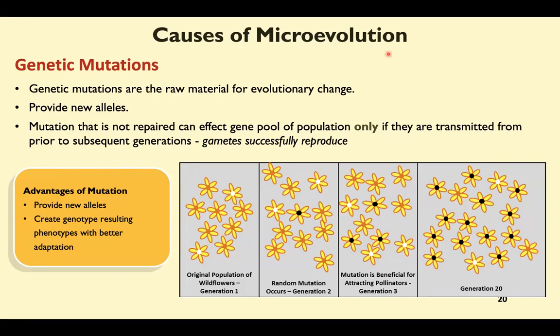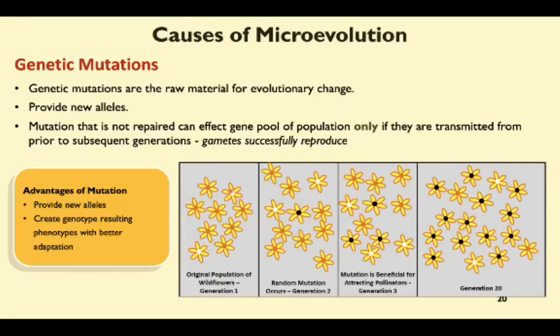Ada 5 tadi kan? Satu cause yang menyebabkan microevolution is genetic mutation. Okay, genetic mutation kalau you tengok is the change to the DNA sequence. Okay. Contoh kalau dalam gambar ni. This is the original population of wildflower. Generation 1 dia. Dia ada bunga tengah dia orange and also white. When it comes to generation 2, tiba-tiba ada random mutation occurs. Ada black tengah-tengah ni.